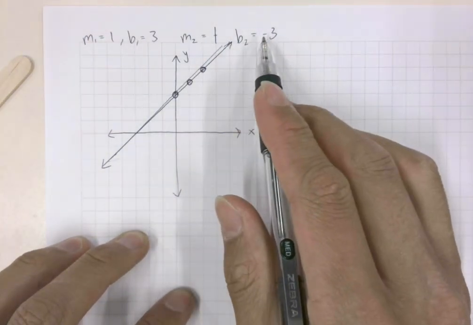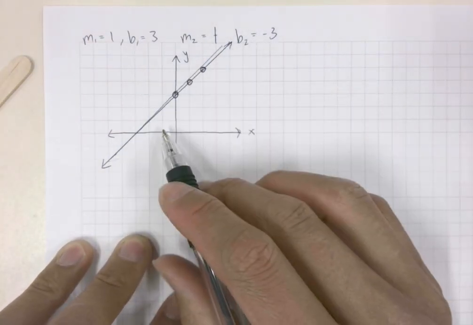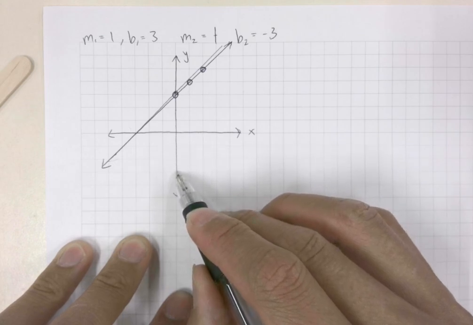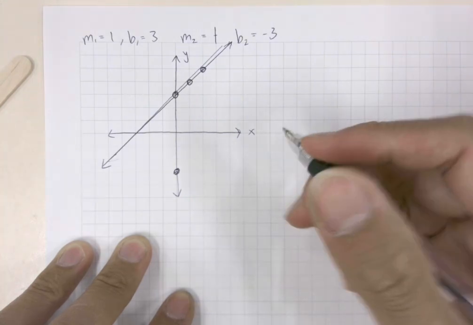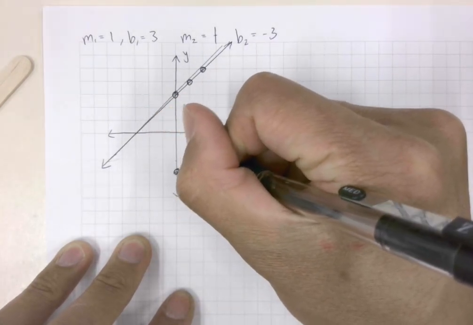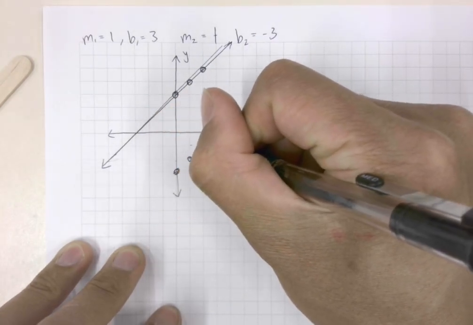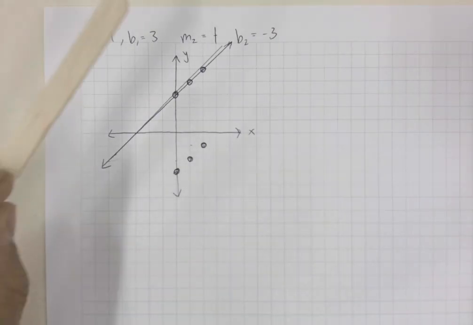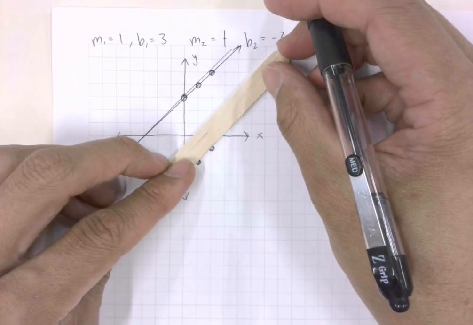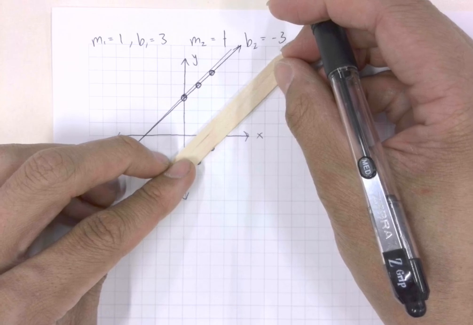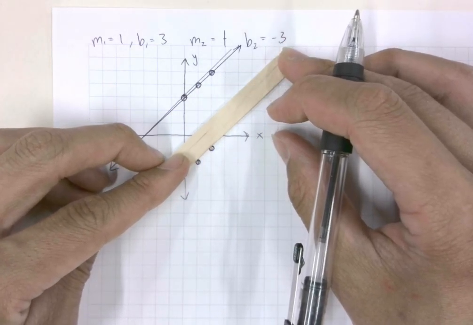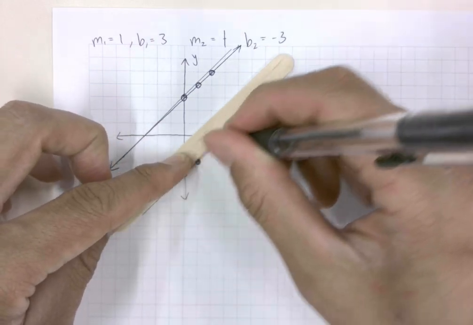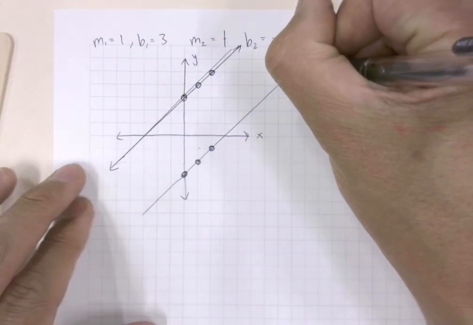So there we go. And our next one, we're going to start with our b is negative 3. 1, 2, 3 right here. That's going to be our first point. And our slope is 1 over 1. So 1 over 1 is here. 1 over 1 is here. Right. And then I'm going to get my straight edge. And, that's a little bit off. Okay, there we go. So then I'm going to draw my line and do this.